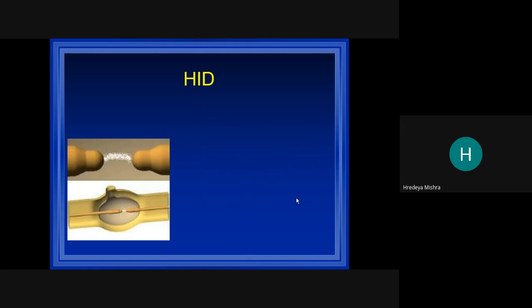Now see, between two filaments there is a gap, and between this gap a spark is produced, and by this spark the bulb is blowing. Like in our ignition system, a spark plug is there, and there is a gap between electrode 1 and electrode 2.